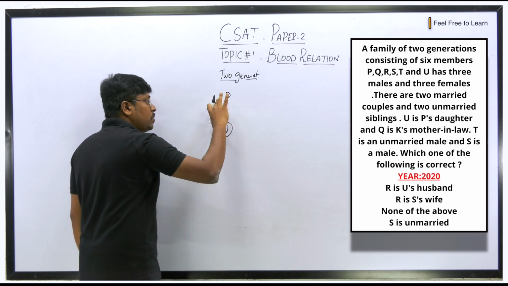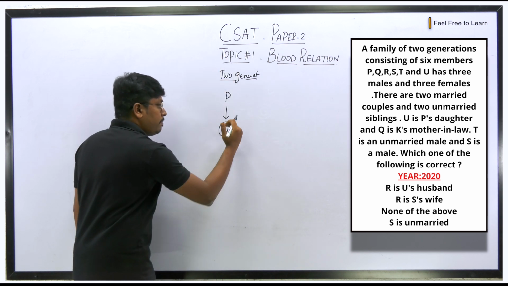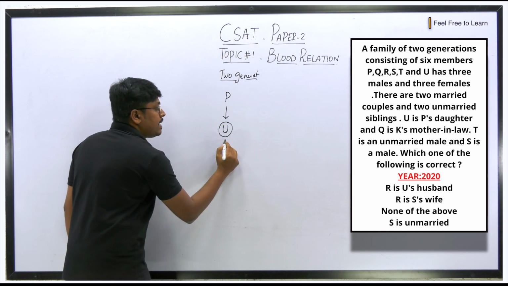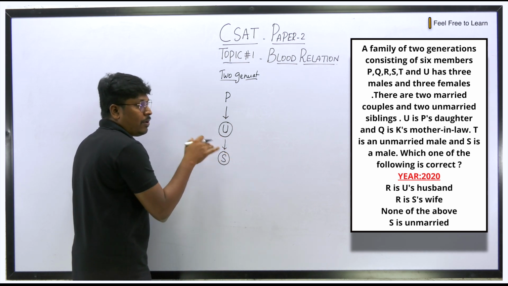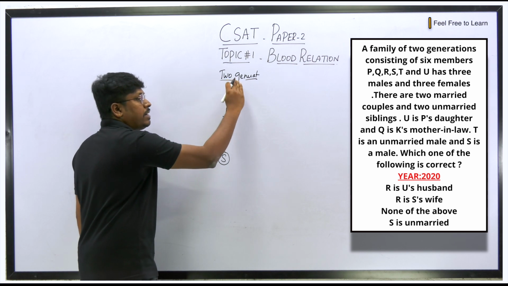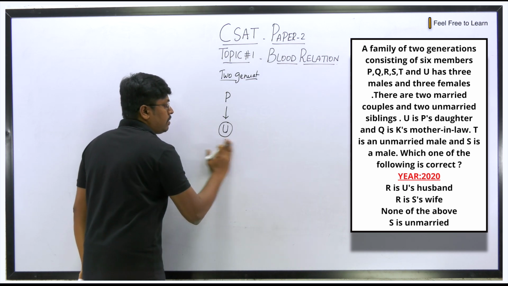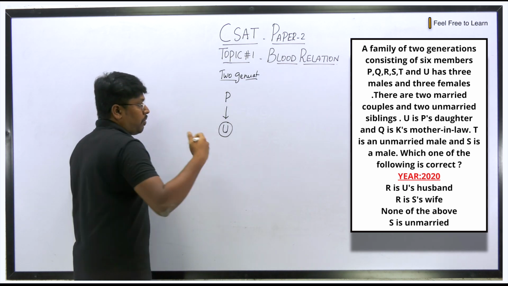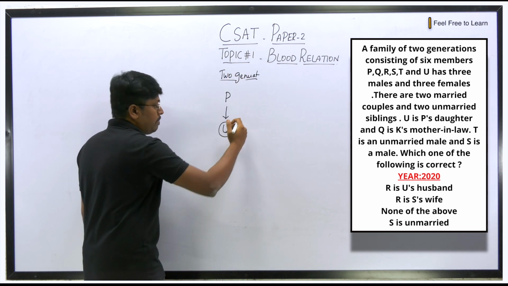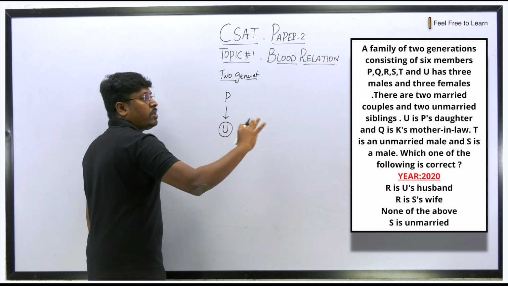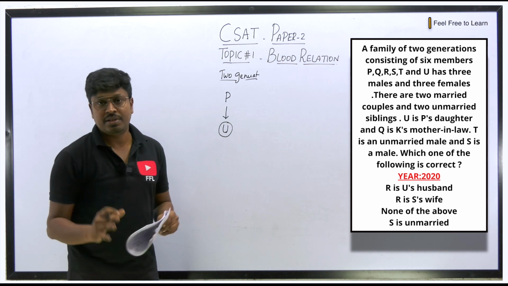Why? Because there are 2 generations in the family. You should not place the remaining persons above P or below U. In case you place any other person below P, for example if you are placing S here, it is wrong. Why? Because the family consists of only 2 generations. So U will be 1 generation, and P will be another generation. Whatever remaining persons you are going to draw in the tree diagram, it should not go above P or below U. So whatever you draw, it should be in this line. Understood or not? Only then we can say the family consists of 2 generations.